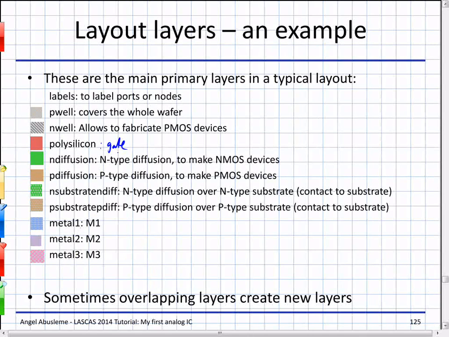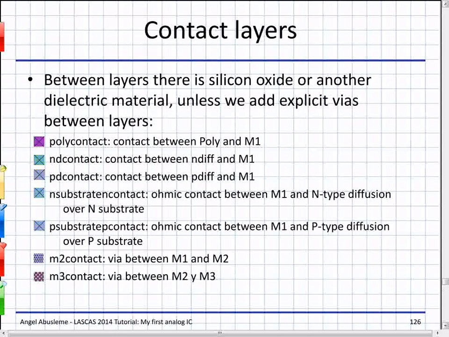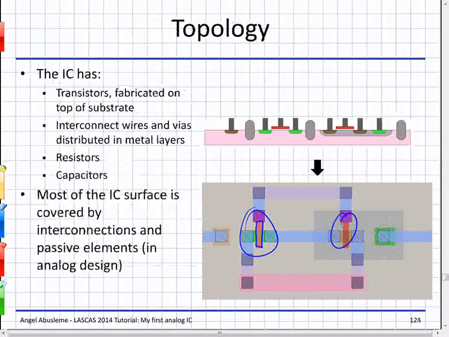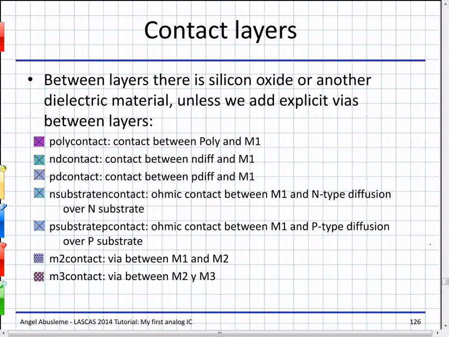And there are some other very important layers. Here we have contacts. These will go from one layer to another layer. So this poly contact will connect poly to metal 1. ND contact will connect N diffusion to metal 1. So it would be this one here, right? Vias will interconnect between metal layers. And that way we have many, many layers. And we have to paint the design.